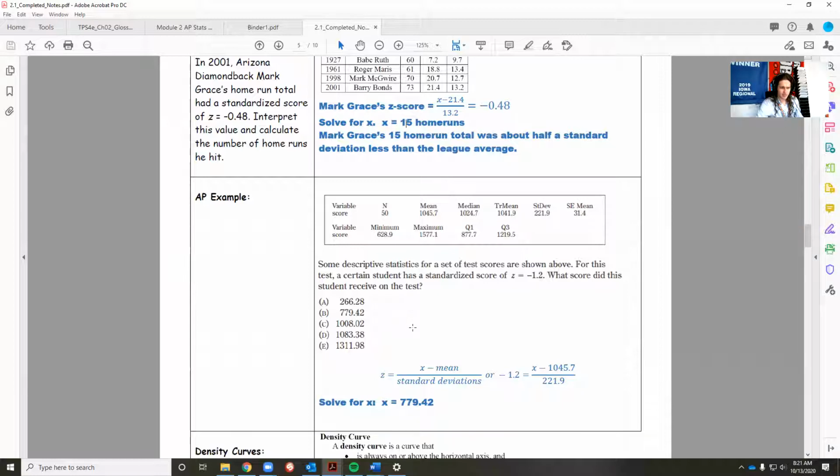In an AP example, what are you doing? You're solving for X. You're setting it up. What do you know? You know Z. You know the standard deviations, and you know the mean. You know those three from the box of data you're given. Go back and solve for X. I'm going to show the setup on that AP example.